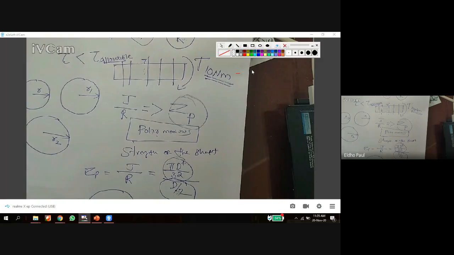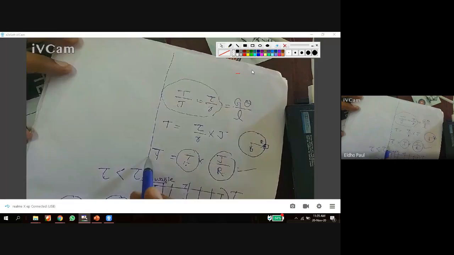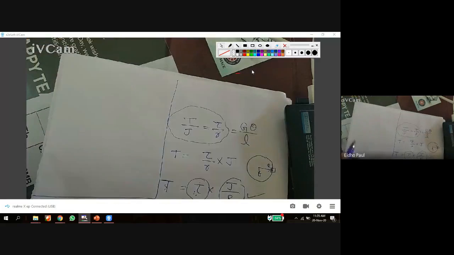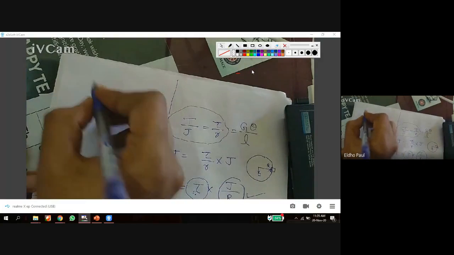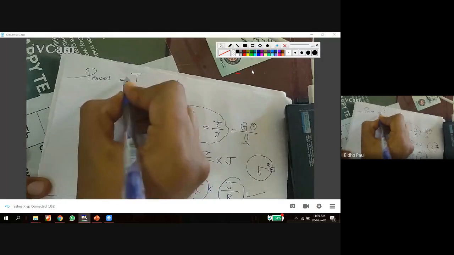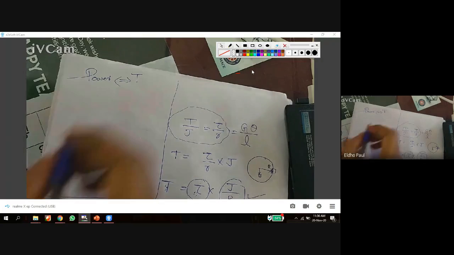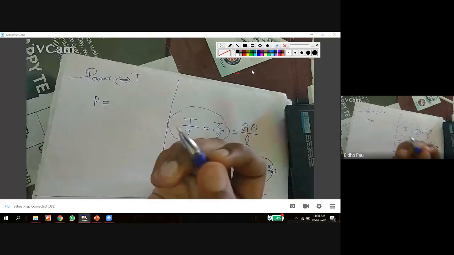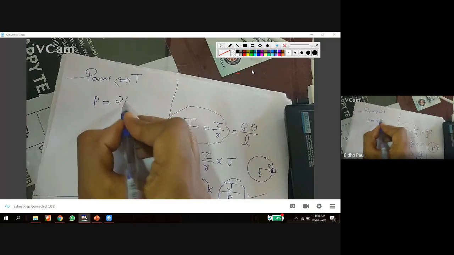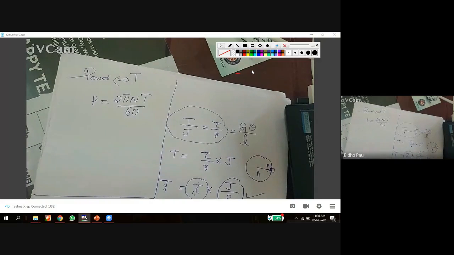So this is the important term, polar modulus, which gives the strength of the shaft cross section. Another one: in the shaft problem, we commonly use power. What is the relation between power and torque for the design of a shaft? Power is equal to 2 pi N T by 60. This is the relation between power and torque.